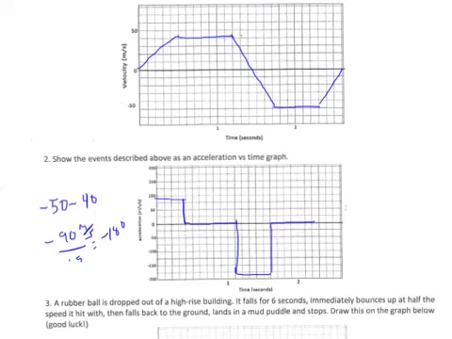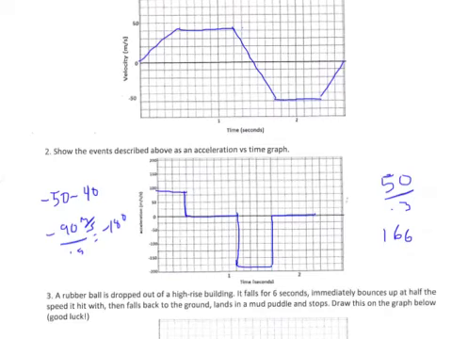So if I say 50 in 0.3 seconds, that's going to equal basically 166. So now it's a positive acceleration. So we're going to go up to 166, which is, oops, wrong thing here. 166 for 0.3 seconds. Oh yeah, looks a little bit different, doesn't it?